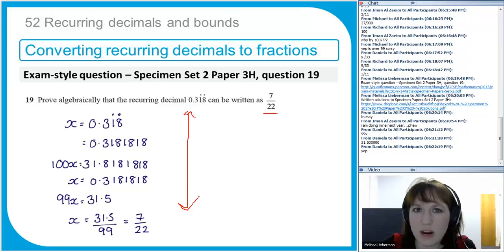Okay. Lots of practice questions in your textbook, so try those, and most of the sets of past exam papers will have an example of this.